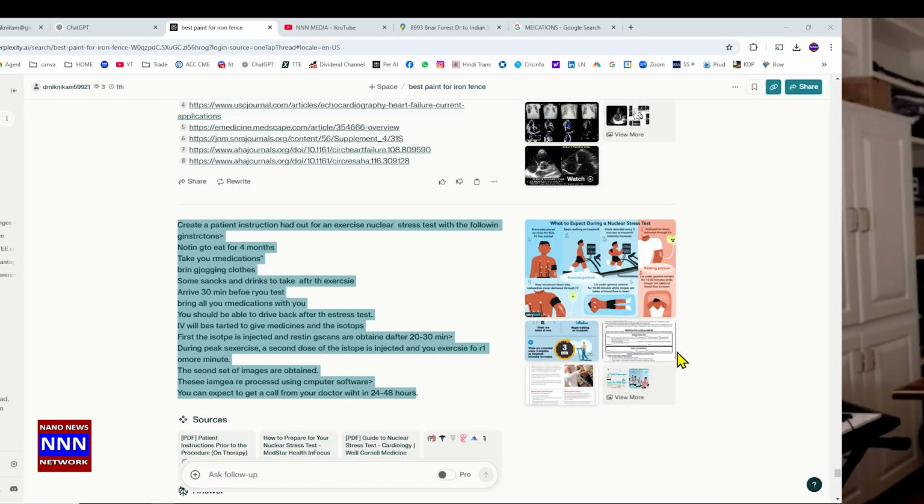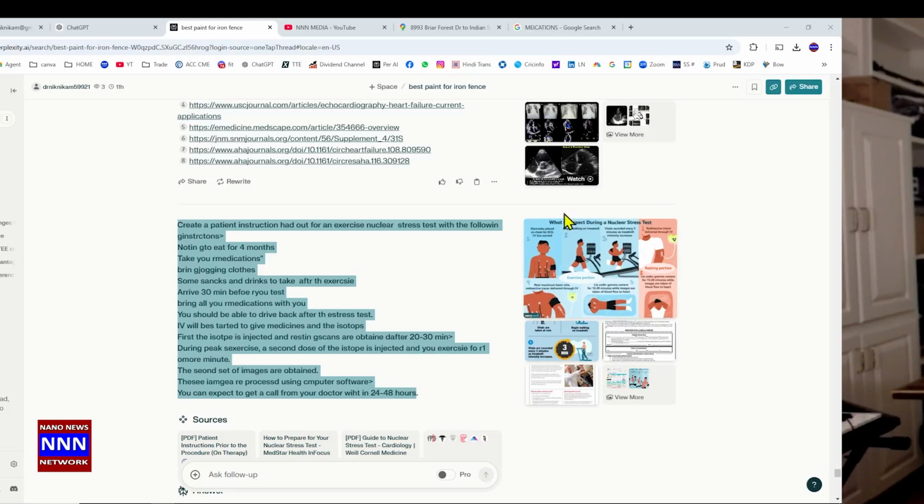So let us start off with, how do I create a patient instruction sheet for a nuclear stress test? I'm a cardiologist. As I said, we do nuclear stress tests to find out if somebody has a heart problem. This stress test combines walking on a treadmill, a chemical stress test, or by any other means combined with a nuclear scan of the heart or an ultrasound scan of the heart. So I'm going to just specifically confine myself to the nuclear stress test.